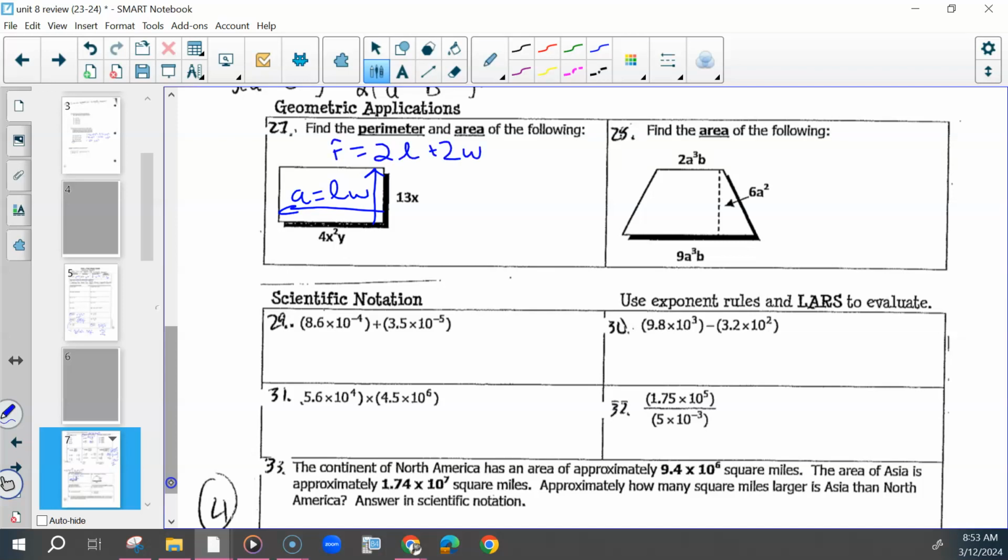So I'll do that because of lack of space. So the perimeter would be 2 times the length, 4x squared y, plus 2 times the width, 13x. And you would multiply both of those to get 8x squared y plus 26x. Those can't be simplified, they're not like terms, that would just be your answer.